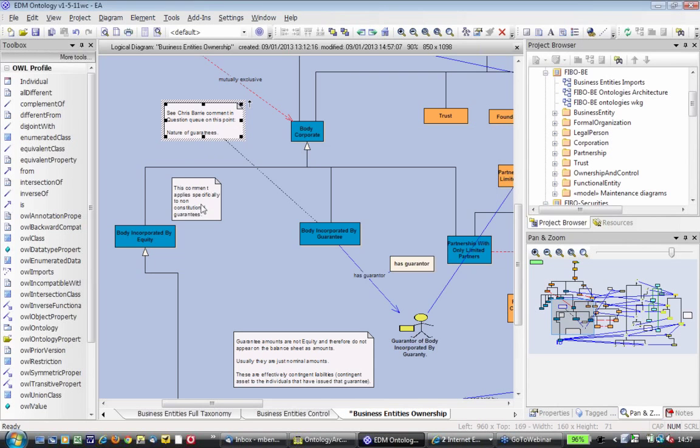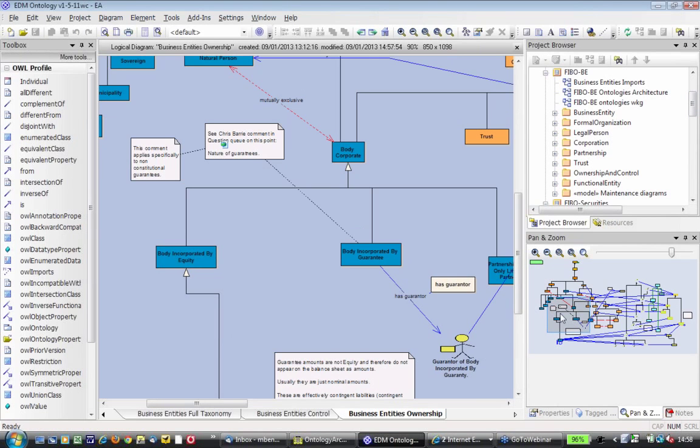Yes. So is it the case that for the kinds of guarantees that the body corporate is incorporated by, Chris's comment doesn't apply? Chris is saying correct. You are correct in the chat log, so I'll take that as a yes. Right. Good. I'll leave that. Cool. Okay. Thanks.